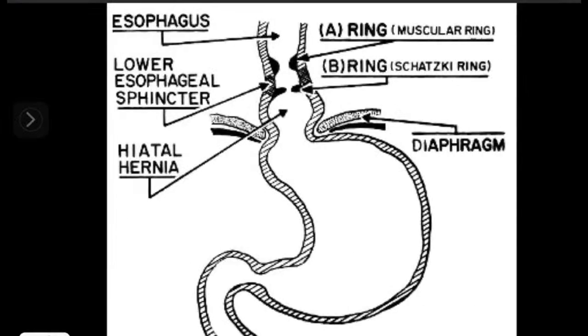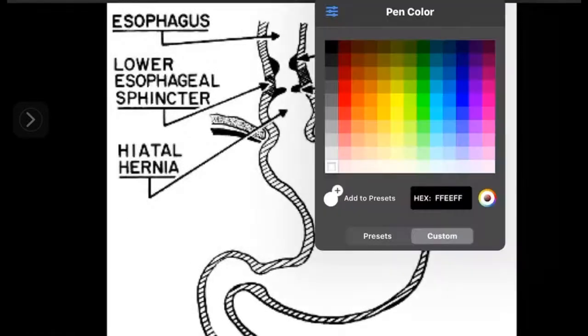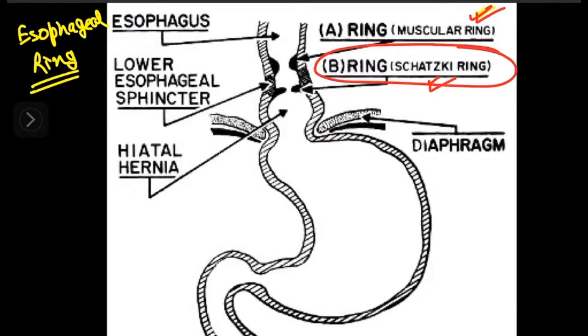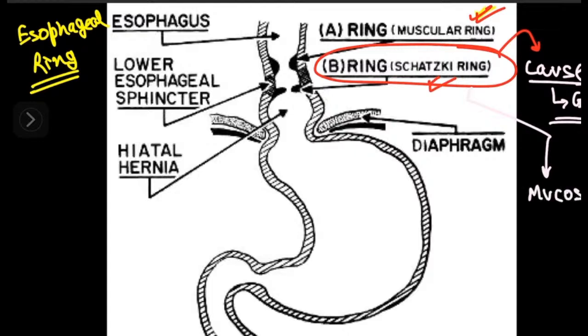Now I'll just walk you through the concept of the esophageal rings. We have three types of the esophageal ring: A type, B type, and C type. But the most important one is this Schottky's ring. Now the proposed cause of this Schottky's ring is your GERD. What is happening because of this? There is a mucosal and submucosal ring. So this Schottky's ring, or the type B ring, consists of the mucosa and submucosa.